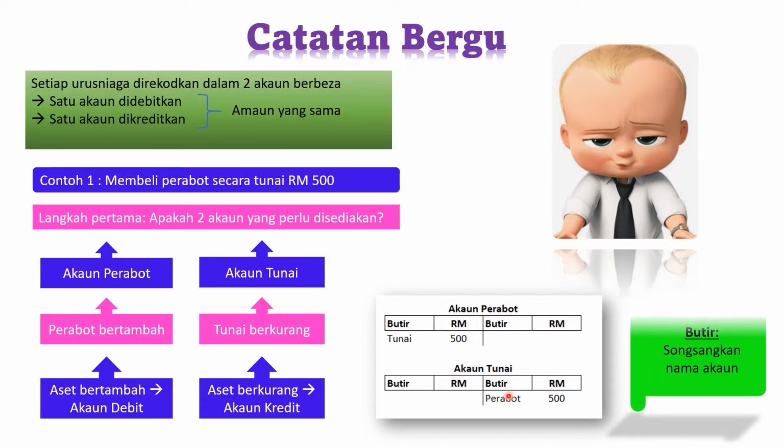How do we know what to write in the butir? We just need to songsangkan the nama account to write in the butir. For an example, in account tunai, I songsangkan the account name perabot into here, and for account perabot, I songsangkan the nama account tunai ke dalam butir di sini. So you take the name of the account and put it inside the butir of the other account. Both of them are for the same amount.